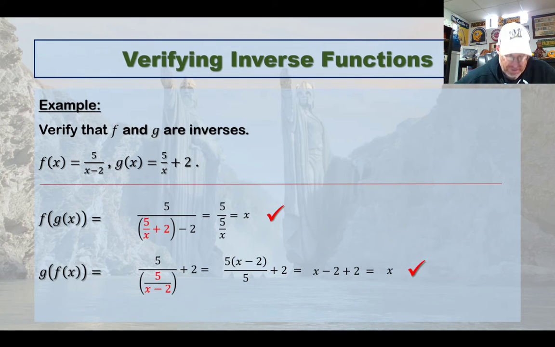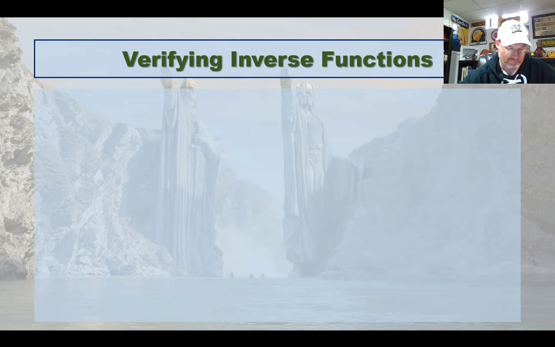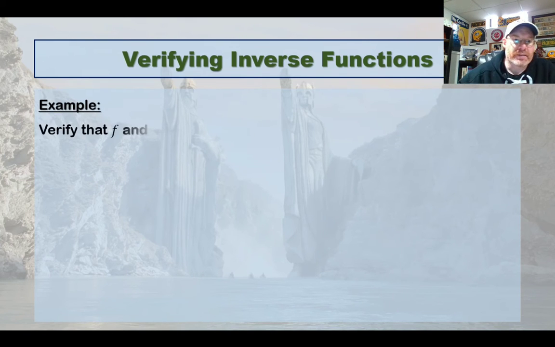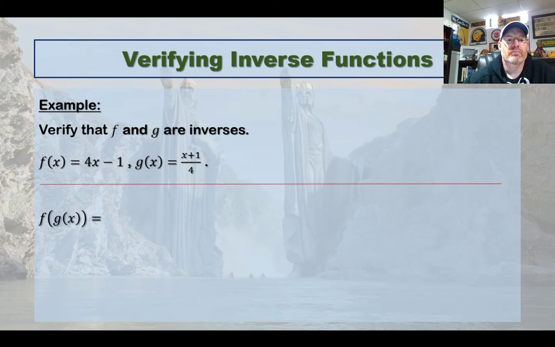So anytime that you're asked to verify, that's all you're doing. We're going to do one more example. Okay, so we have same situation. In this case, f of x is 4x minus 1. g of x is x plus 1 over 4. Start with f of g. So we're taking x plus 1 over 4 and plugging it into the x in f.